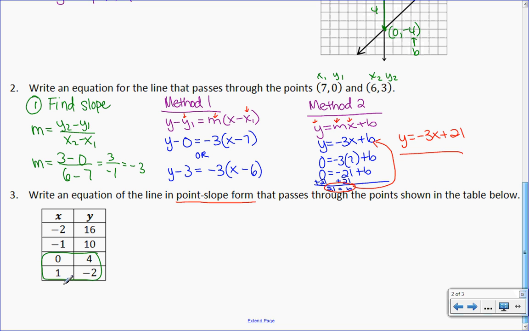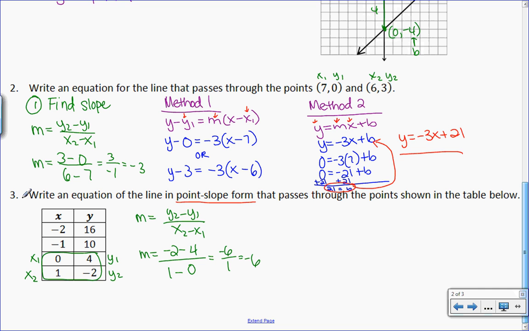And I'm going to label these again so that we don't get confused. So this is the first point, so this will be x1, y1. This is the second point, this will be x2, y2. So let's go ahead and find the slope. Alright, y2 is negative 2, y1 is 4, x2 is 1, x1 is 0. Negative 2 minus 4 is negative 6, 1 minus 0 is 1, so that has a slope of negative 6.